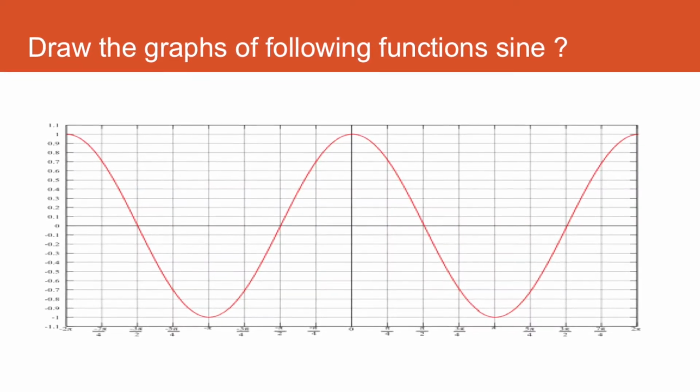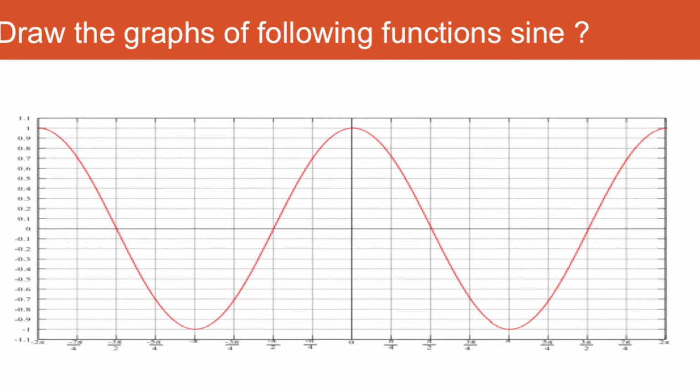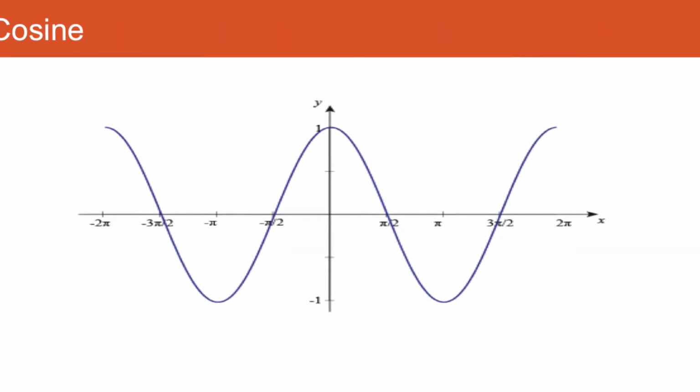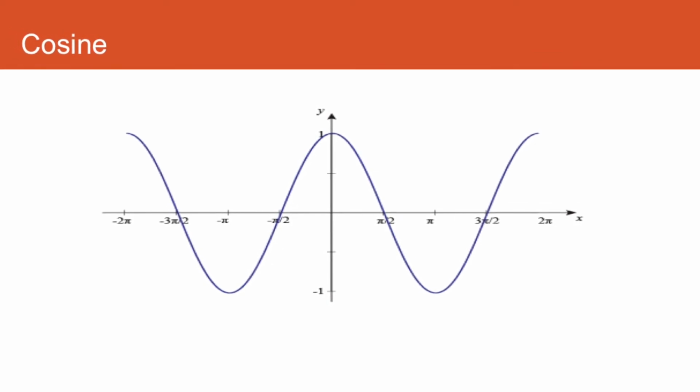This is the graph for sine. It starts upwards at 1, it goes down to -1, and it starts all over again. The cosine is very similar, but it has a different start point and therefore a different end point.